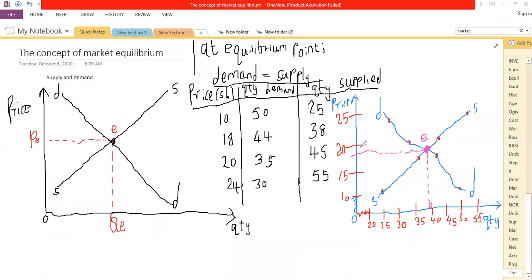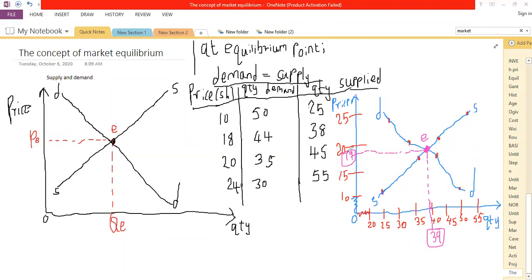This is slightly less than 20, at around shillings 19, because this was around 18 that we were plotting, which is slightly higher this one now. We can approximate the price of shillings 19 there with an amount of around 39 units. Since you're doing graphical representation, estimates are approximate in that case. We may not all get the same result. It will depend on your accuracy.